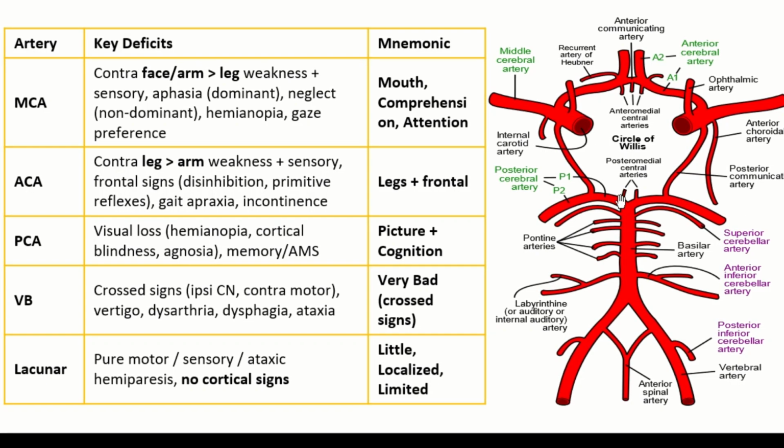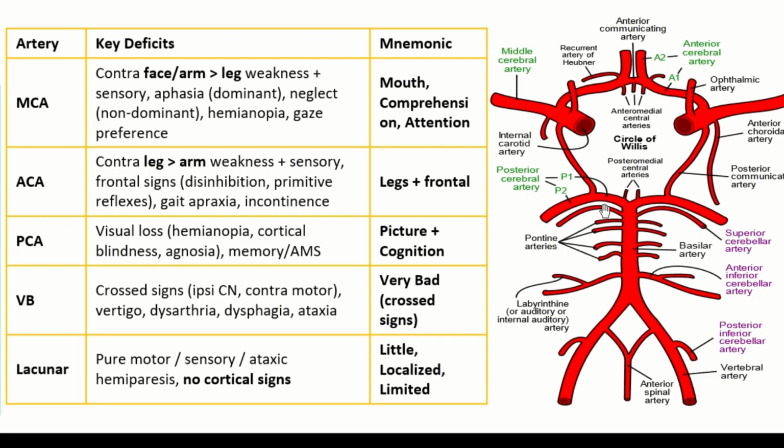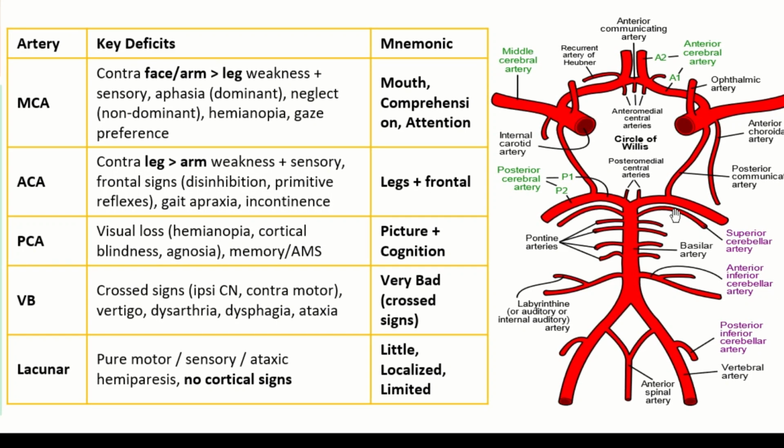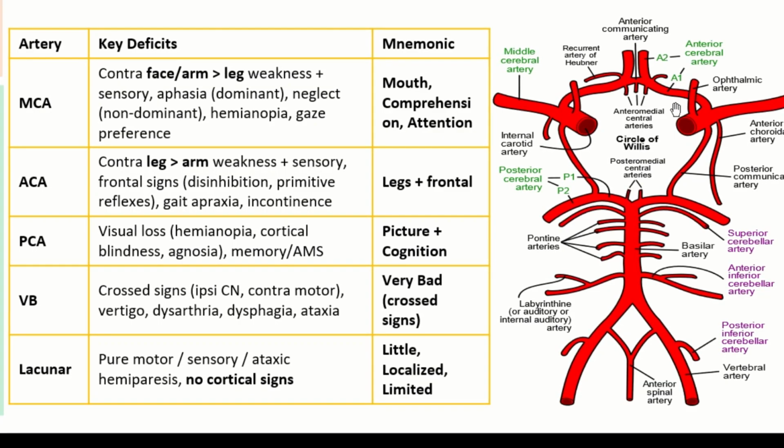This circle of Willis is important because it always acts as an anastomosis. So if we have a blockade in one of these vessels, through this communication we are able to supply blood to any of those parts.